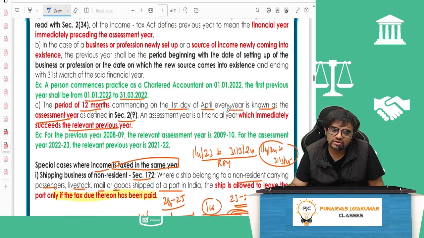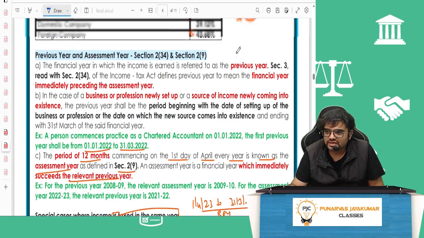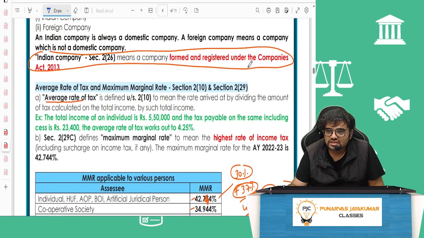Tomorrow, if you don't know tax, they'll be like, how did you become a CA? You don't know tax? A chartered accountant has to have knowledge about law, tax, everything.